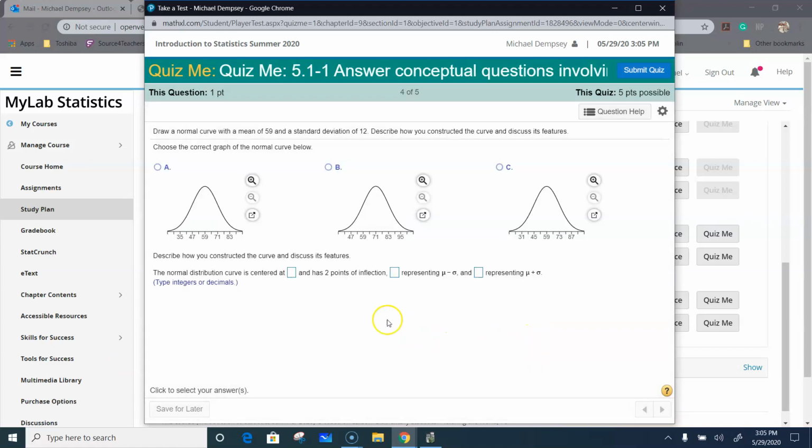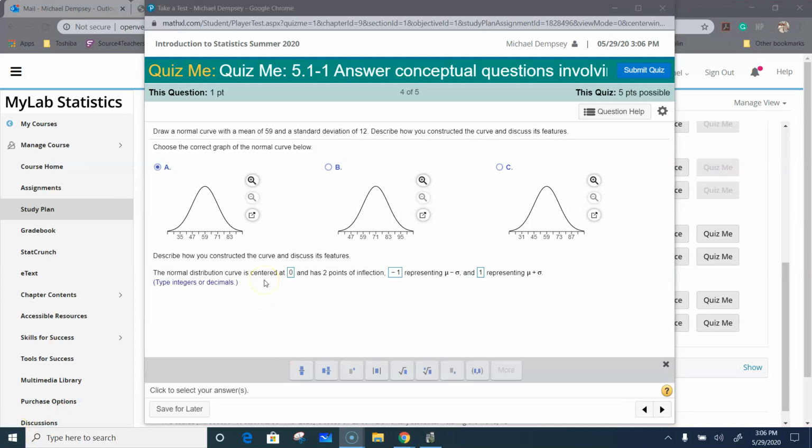Okay. Draw a normal curve with a mean of 59 and a standard deviation of 12. So B is clearly wrong. So we want to find which one of these seems to follow as close to the 68, 95, 99.7 rule as possible. So of these choices here, the one that looks the best has 59, and if I add 12, I get to 71, and subtract 12 for 47. That looks like about 68%, whereas over here we're at 73. 71 would be closer. It doesn't look like it would encompass enough.